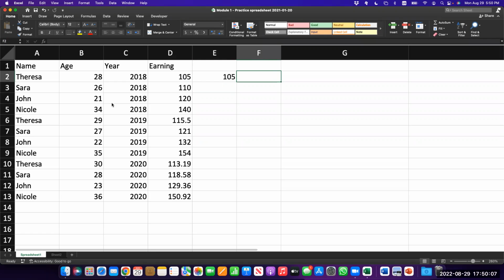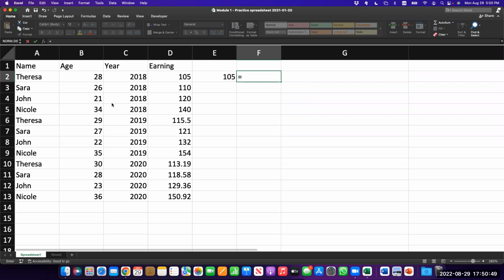Now I have this reference value there. Can somebody tell me how I would calculate 110% of that? A 10% increase in earnings. How would I calculate this? If I have 105, how do I find out what earning the individual would have made if they had made 10% more? Yeah? Well, 10% of 105 is 10.5. Correct. So you can just add that to 105.